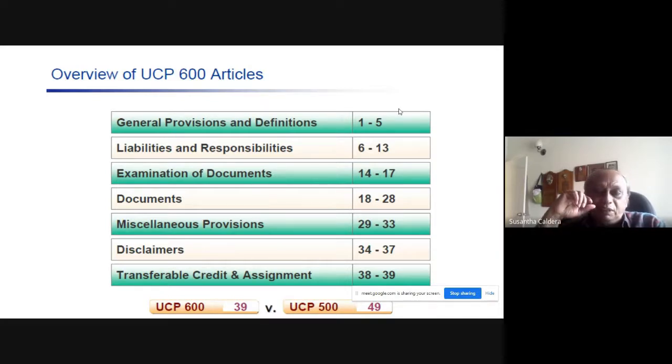Most of you don't have any idea about UCP 600. I don't think anybody has worked under UCP 600. Is there anybody in this class who worked under UCP 500, that means before 2007? I don't think so. Right? And UCP 500 had 49 articles. Now we have only 39 articles.